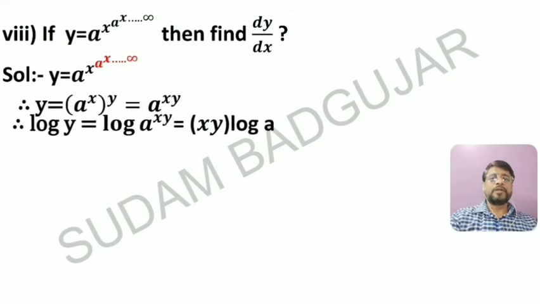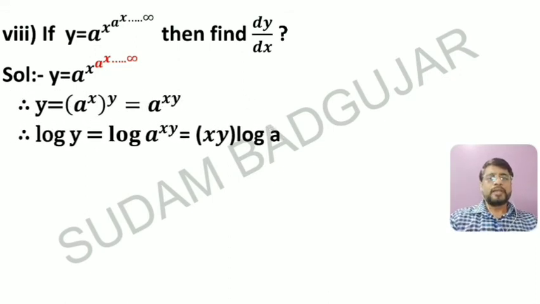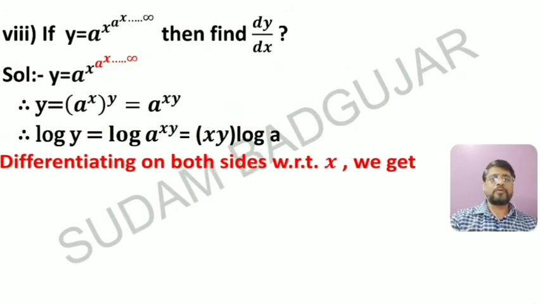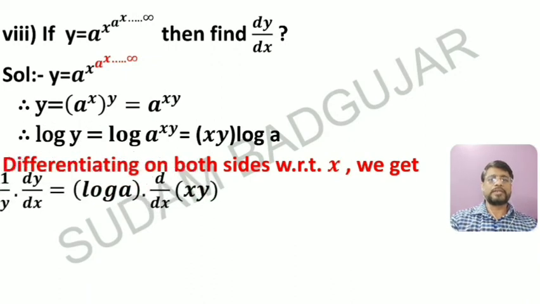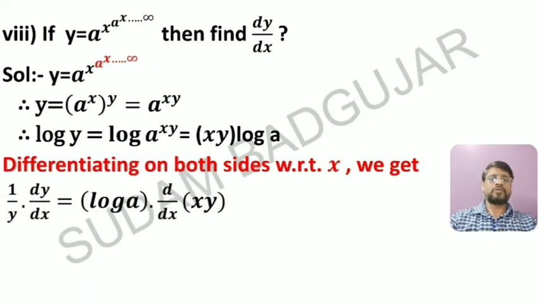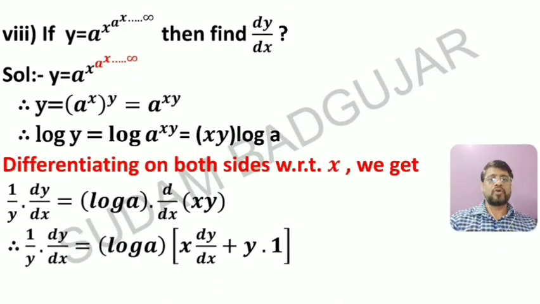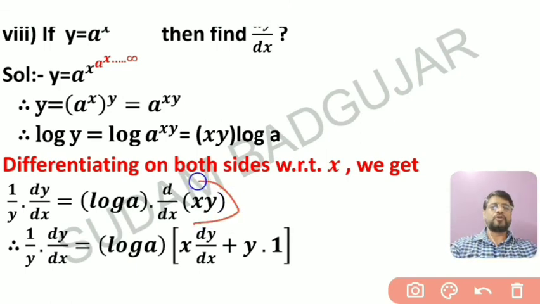So it becomes log y is equal to log of a raised to xy, and that is nothing but xy into log a. Now you have to differentiate this with respect to x. You will get 1 upon y, the derivative of log y, is equal to the derivative of the RHS. The derivative of log y is 1 upon y into dy by dx, equal to log a. A is constant, so log a is a constant number, you write it outside. Now you have to apply the u into v formula. By product rule, first x as it is, derivative of y, plus, because of product rule, y kept as it is, derivative of x is 1.